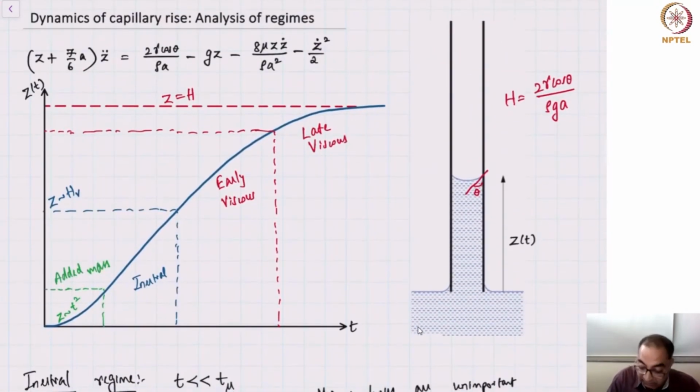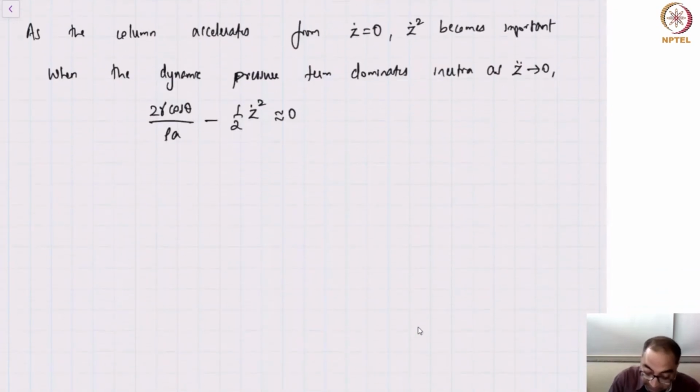So what have we done here? We're equating the surface tension term to the last term here because the left hand side is practically very small. Okay. And when this happens, I can integrate this.